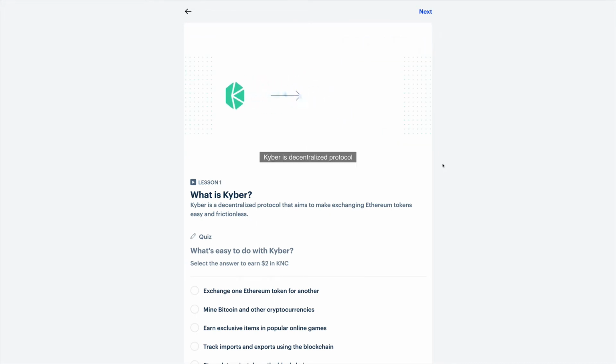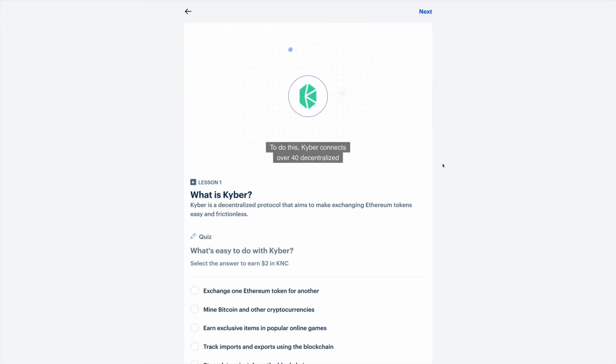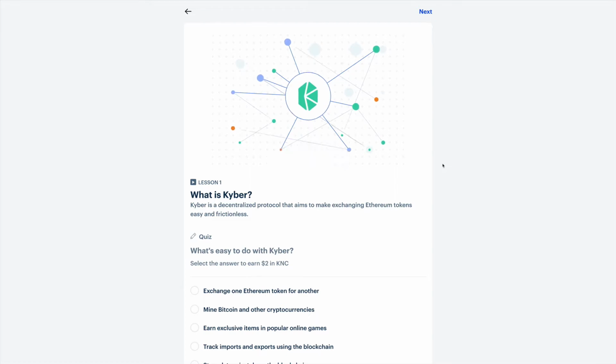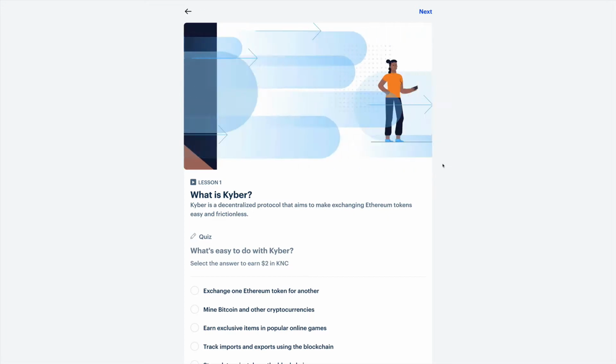Kyber is a decentralized protocol that aims to make exchanging Ethereum tokens easy and frictionless. It acts like a universal money changer for many different Ethereum tokens. To do this, Kyber connects over 40 decentralized markets together and seeks to find the best exchange rate on the user's behalf. This means that Hannah can use any decentralized application that is powered by Kyber to conveniently swap her tokens. For example, Hannah can convert her tokens using an Ethereum wallet that has Kyber built into it.